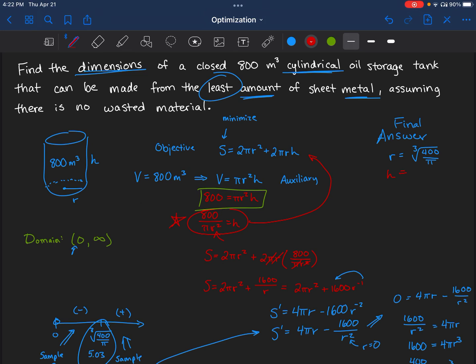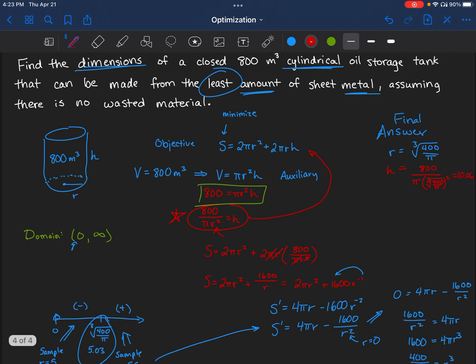So what I'm doing on my calculator is 800 divided by pi times the cube root of 400 over pi, squared, which gives me about 10.06. So my dimensions should be about 5.03 as my radius, and a height of about 10.06. And that should make the least amount of sheet metal.